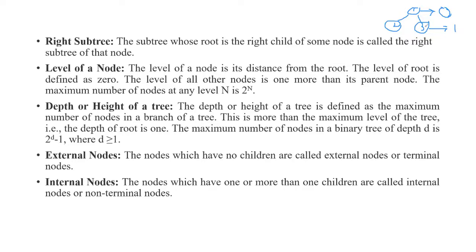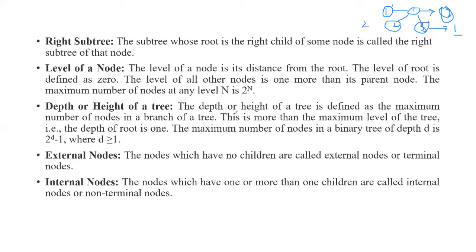Remember, when you consider the level of a node, the level of the root is always 0. While when you consider the depth or height of the tree, the depth of the root is always 1. It starts with 1, while the level of the root starts with 0. Height is the maximum number of nodes in the branch. So here 1, 2, the height is 2, and the level of this 3 is 1.